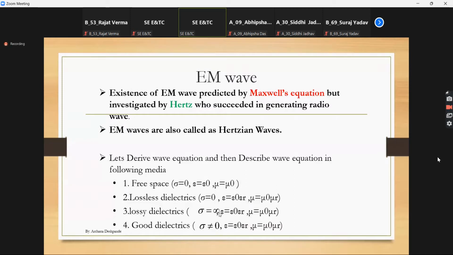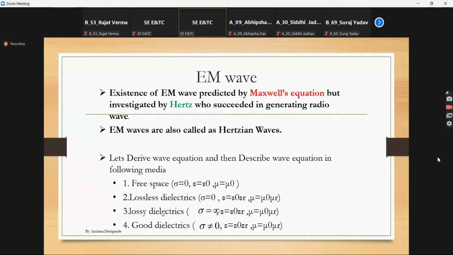Ideal value is infinity. And good dielectrics. So a good dielectric is basically a compromise between a lossy dielectric and a lossless dielectric. It is good in nature because its sigma is not 0, neither is it very high, which is infinity. If you have lots of charges, then they are going to absorb the energy from the EM wave, and that is the loss which takes place in the dielectrics.